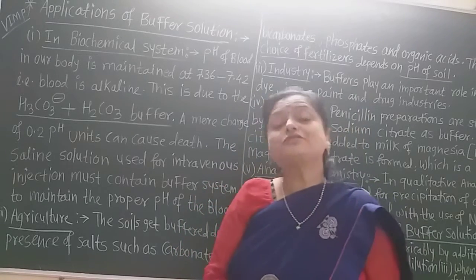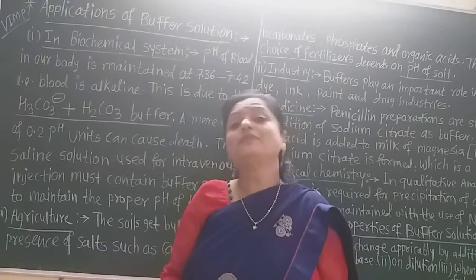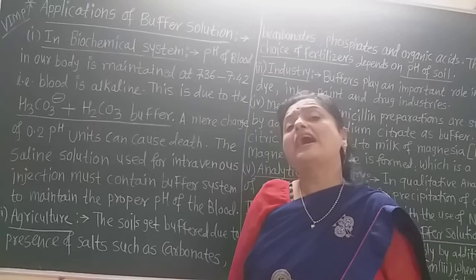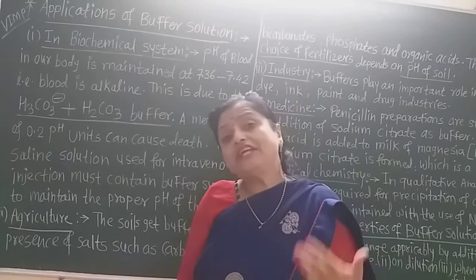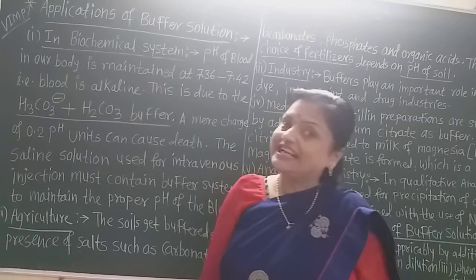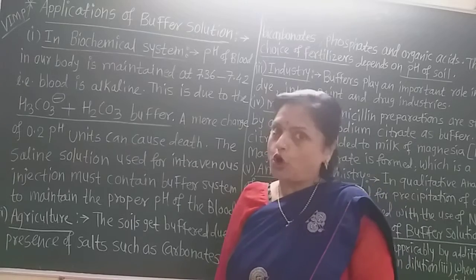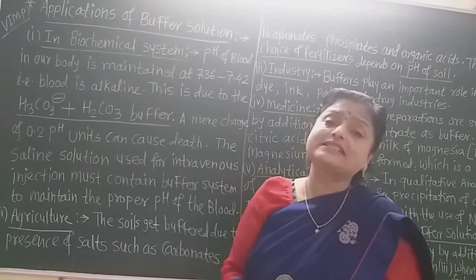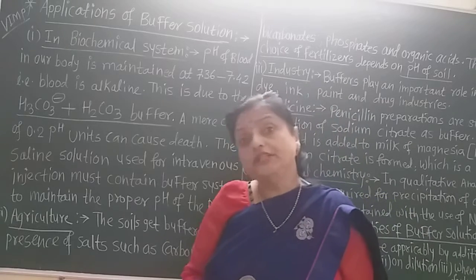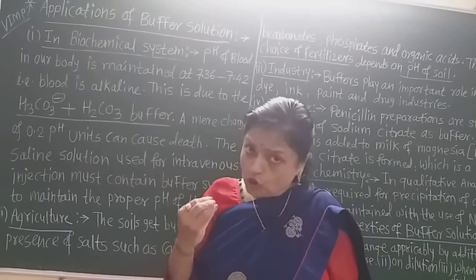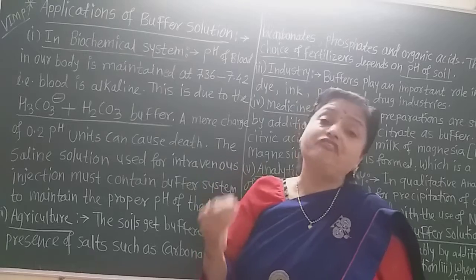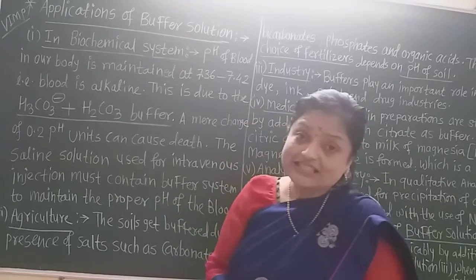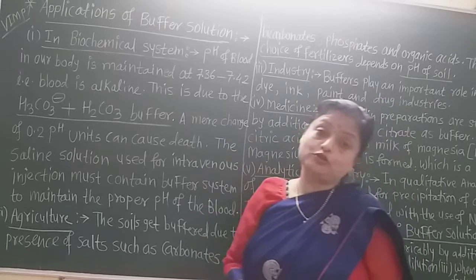There are two types of buffer solution, acidic buffer and basic buffer. The acidic buffer is formed by addition of equal amounts of a weak acid and its salt with a strong base, that is 50-50%. Similarly, the basic buffers are formed by addition of 50% of a weak base and its salt with a strong acid. Now let us learn the applications of this buffer solution.